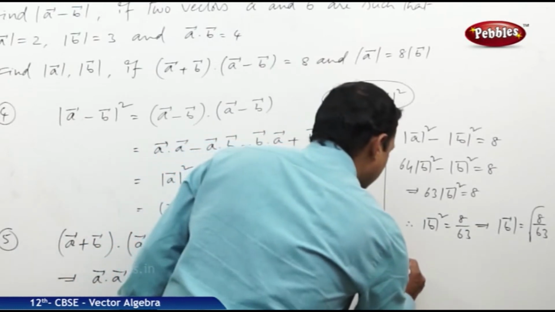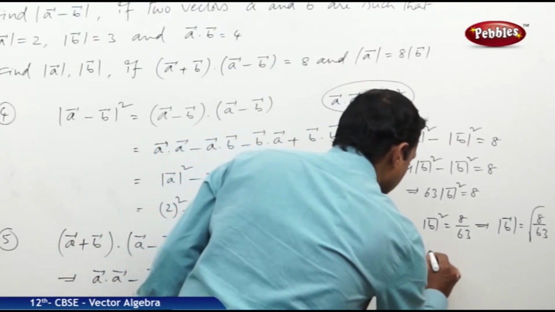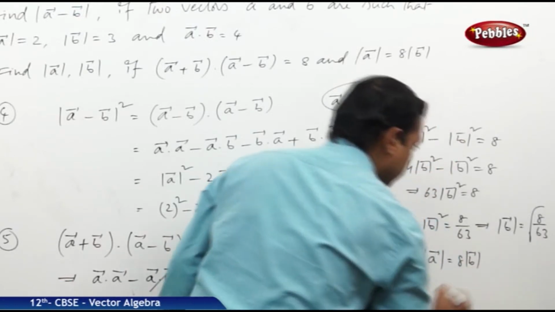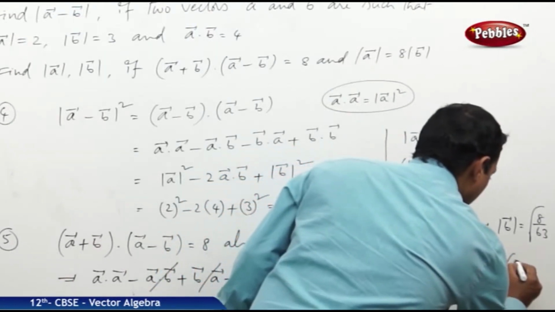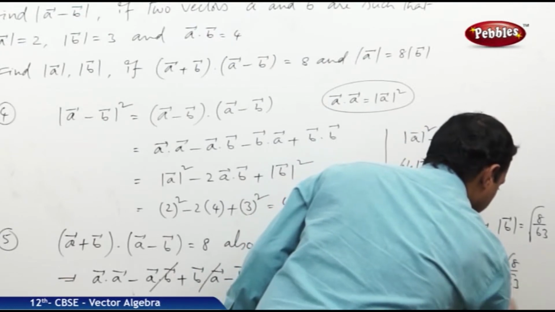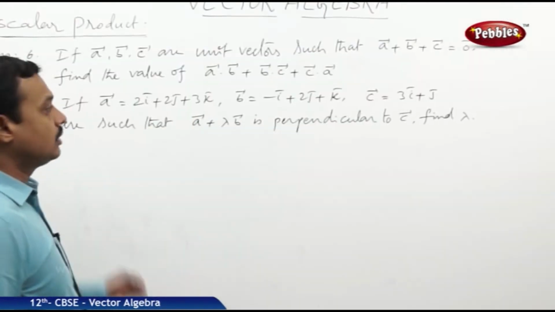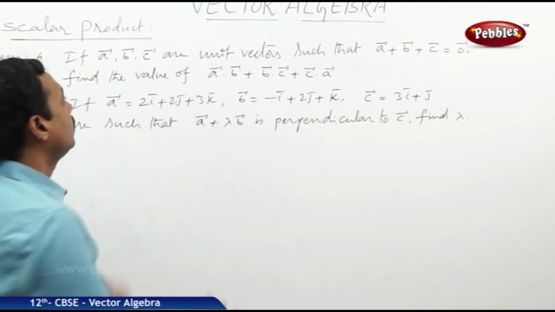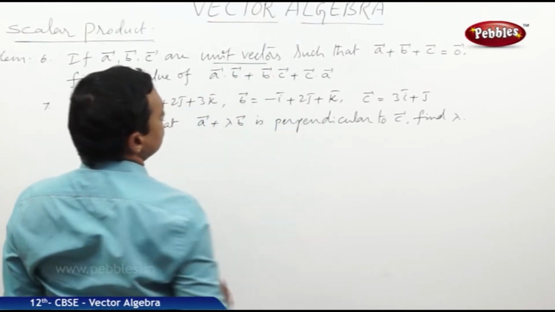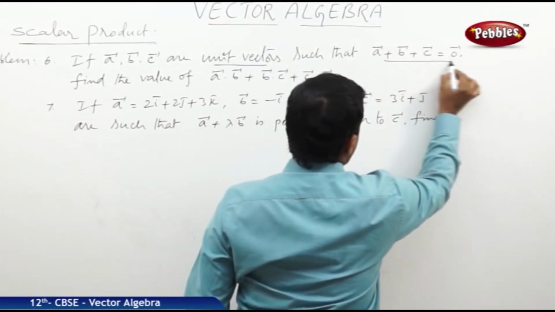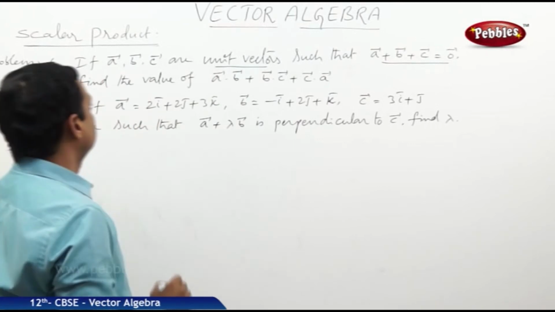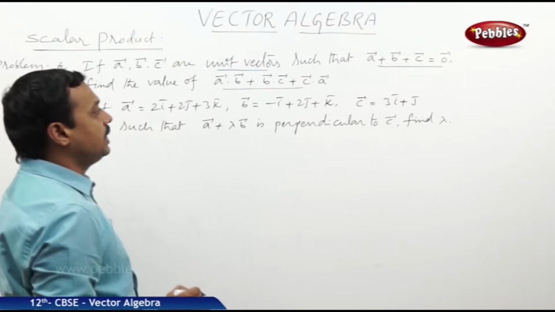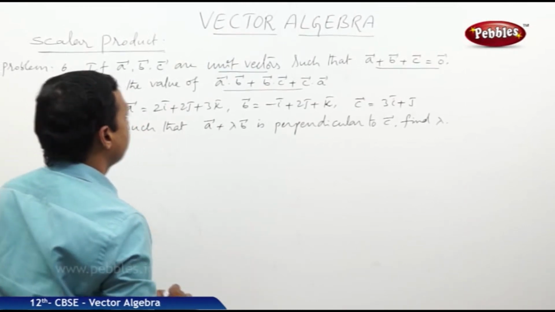Now, the magnitude of a vector is equal to 8 times magnitude of b vector, that is 8 into root 8 by root 63. The next one: if A bar, B bar, C bar are 3 unit vectors such that A plus B plus C is equal to 0 bar, then find the value of A dot B plus B dot C plus C dot A.